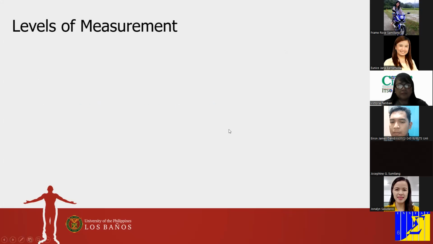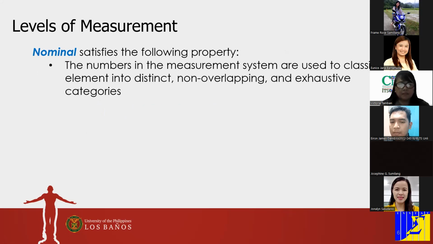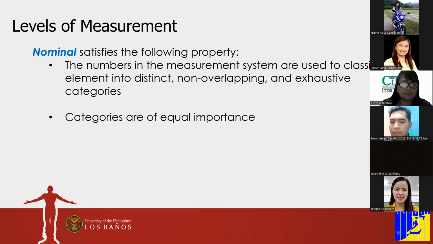So let's start with the nominal. So nominal, it satisfies the following property. Say the numbers in the measurement system are used to classify an element into distinct, non-overlapping, and exhaustive categories. The definition: categories are of equal importance. So in layman's term, nominal levels of measurement are just categories, classifications without ranking. So without meaning all categories are of equal importance.